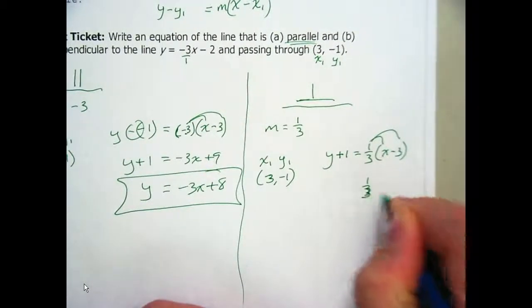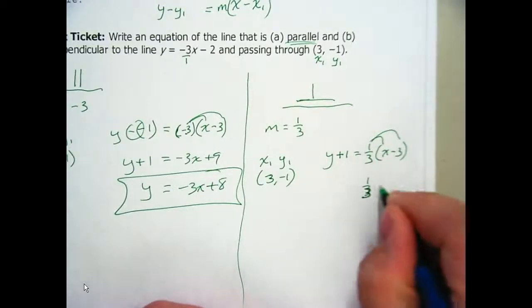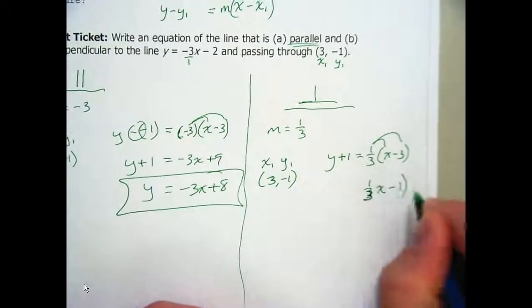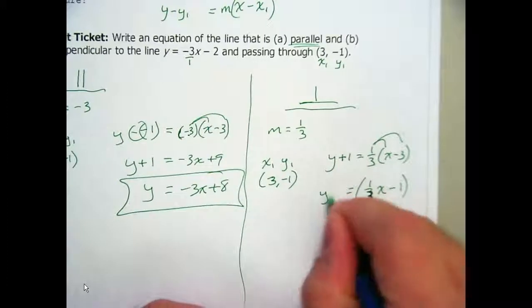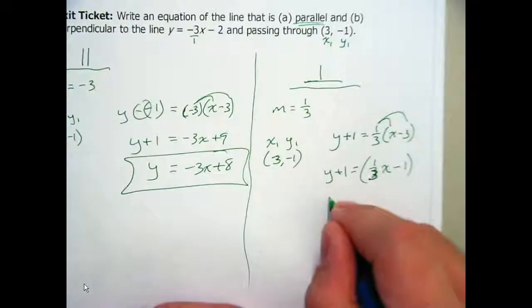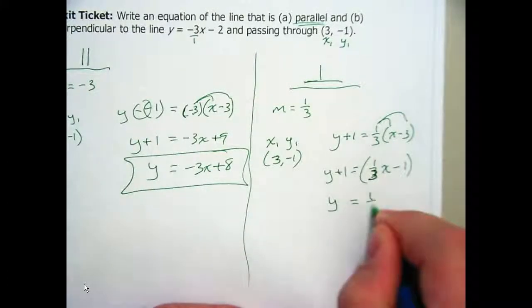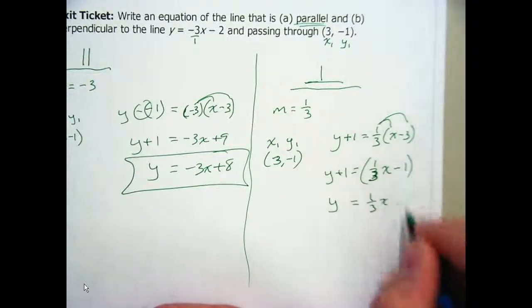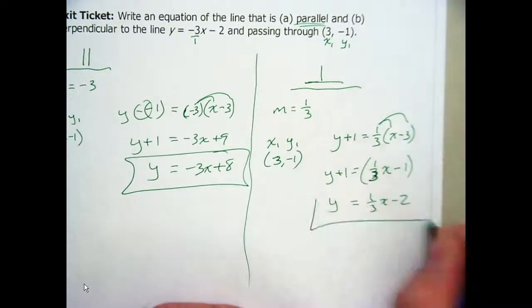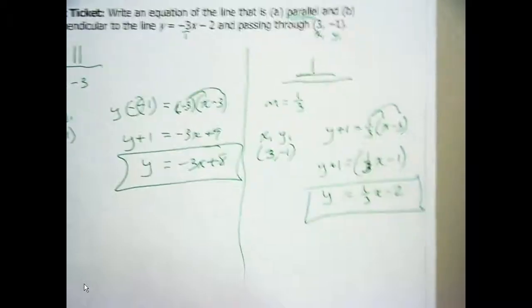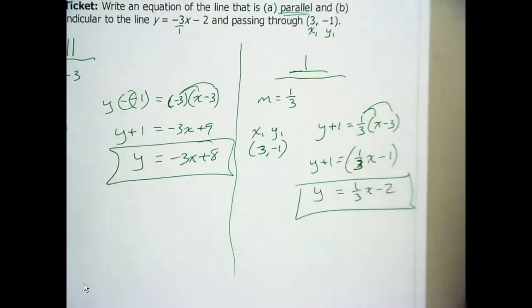All right, so we get 1/3 x. What's 1/3 of 3? 1. And that is equal to y plus 1. Why did I put that in parentheses? I'm not sure. So y is equal to 1/3 x minus 1 on both sides. We get minus 2. How many got that one? Well done. Questions?